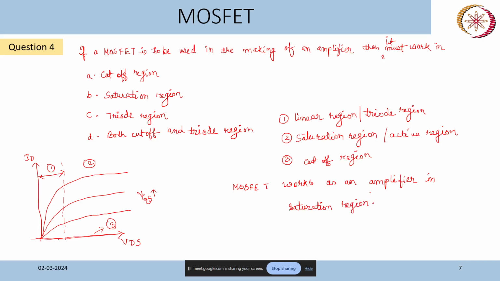The MOSFET works as an amplifier in the saturation region. Both cutoff and triode regions might be for switching operation. For cutoff, the MOSFET will be off.